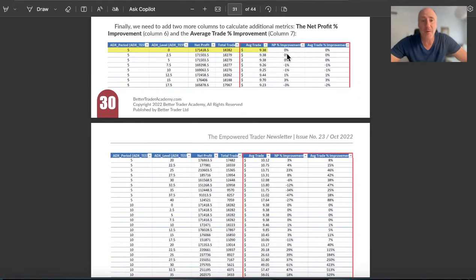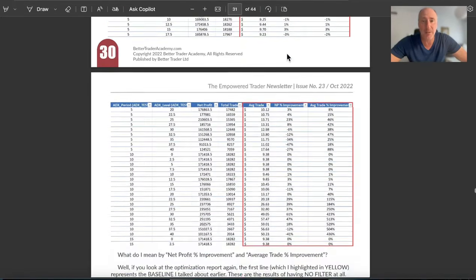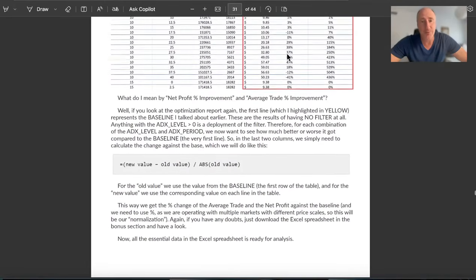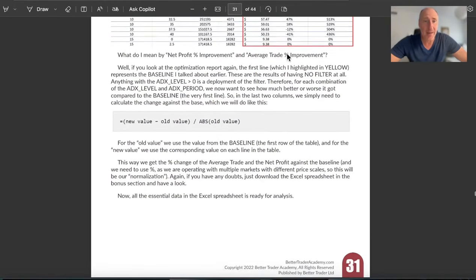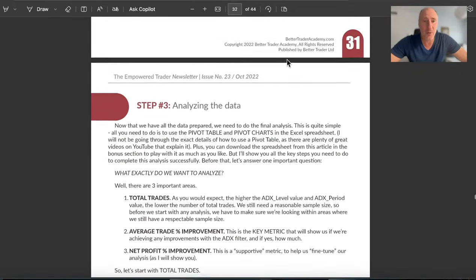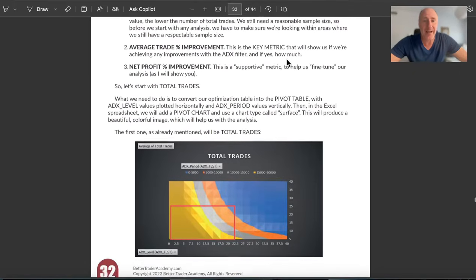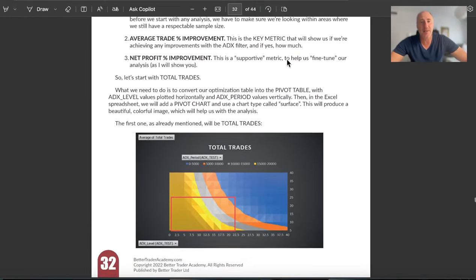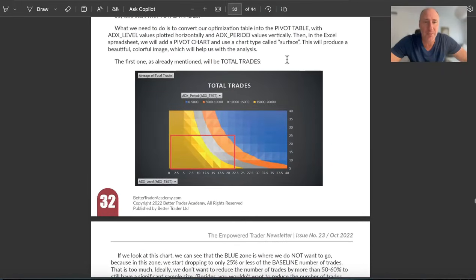Why in percentages? Because we're playing different markets, so we need to normalize the improvement. Okay, we don't want to use regular currency, we need to translate the improvement into percentages, because we need to make sure that we're comparing apples with apples. We're doing this on multiple markets, so we need to normalize this. Here is how to do this, again in the document, and now we analyze the data. It's very simple. You can do this in an Excel spreadsheet, or I think even ChatGPT would do this for you. We don't need to do this manually anymore.